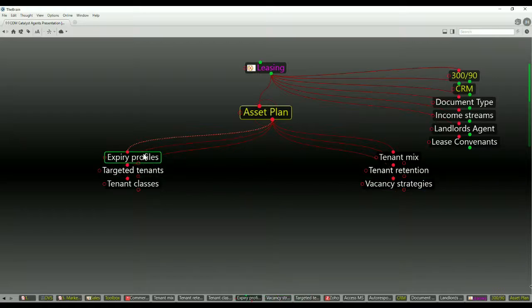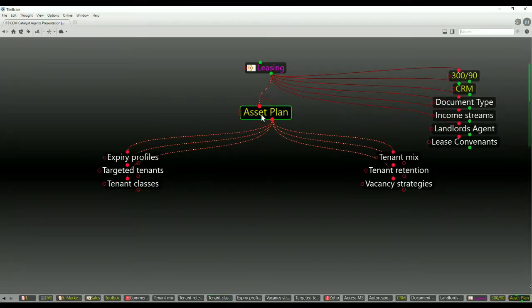When you look at the other topics here, from the expiry profiles, you've got to say, well, who are the targeted tenants that I need to bring in to the particular property? And then, of course, you can start a direct prospecting process into the targeted tenants by type, by business type, by location. And that will involve tenant classes.